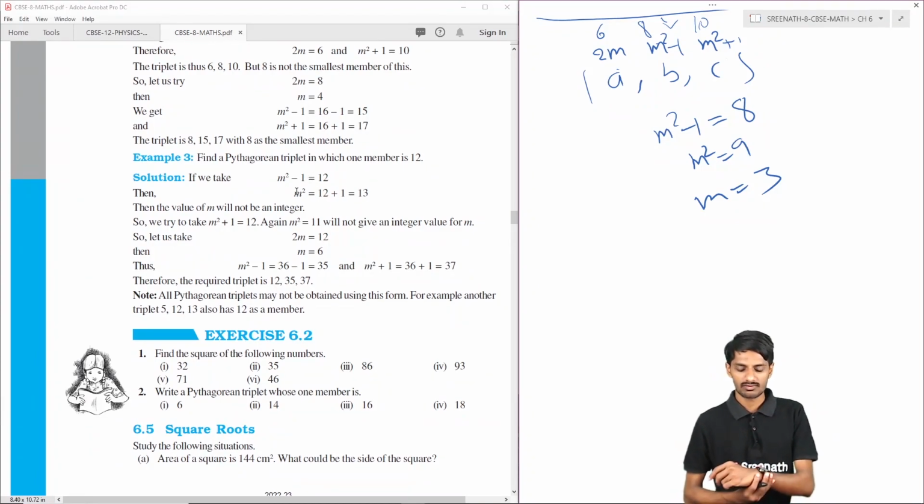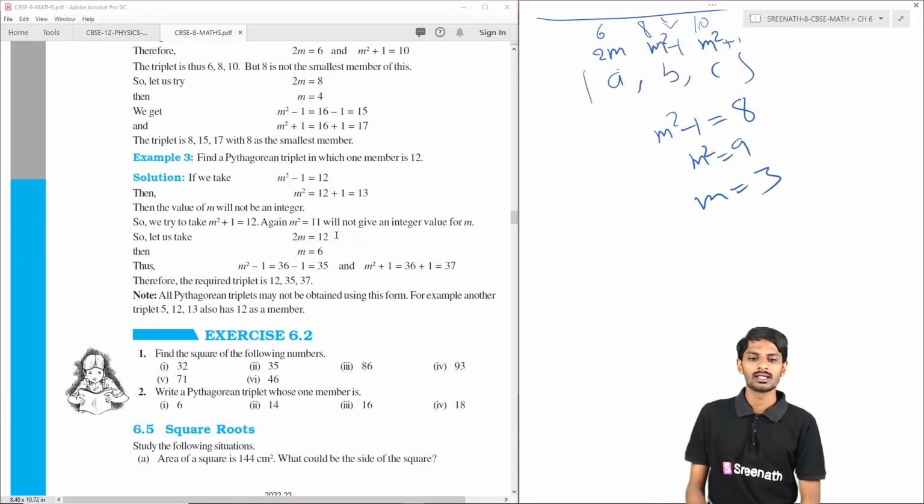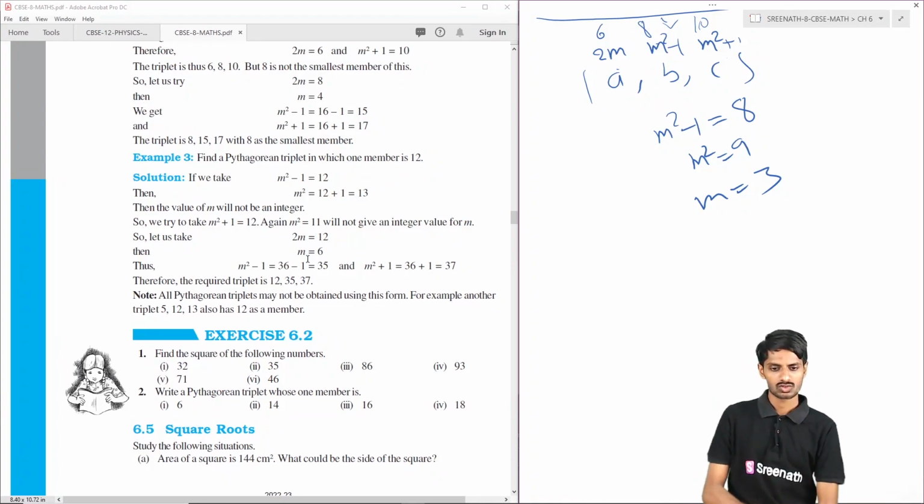So here also you can find out easily. Here also the Pythagorean triplet is there, and here also one number is 12. You can do this task on your own, students.